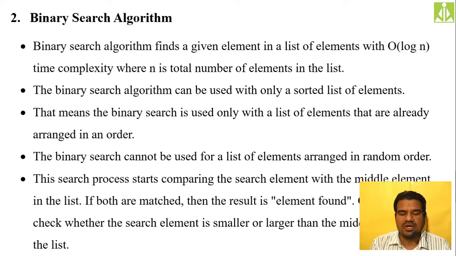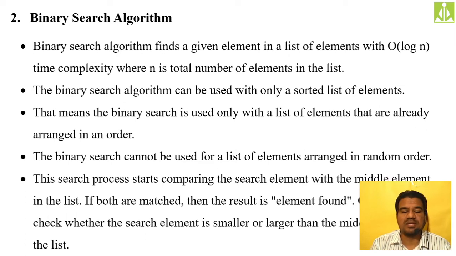Okay, order of log n. So the binary search algorithm can be used with only a sorted list of elements. We cannot apply this binary search to an unsorted list. There should be a guarantee that before applying this binary search, the list should be in sorted order.